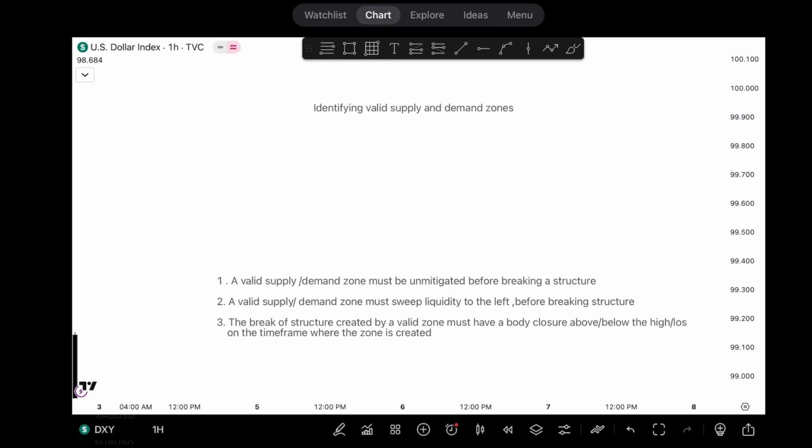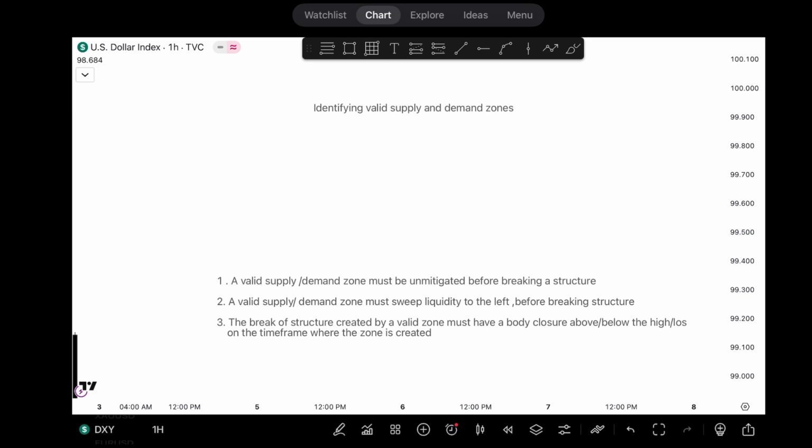So in today's episode we'll be talking about how to identify a valid supply and demand zone. If you are new to trading, you might not have an idea of what a supply and demand zone is. You might have heard of it before, but you might not really know how it works. But I'll just give a quick definition and we'll get straight into the video.